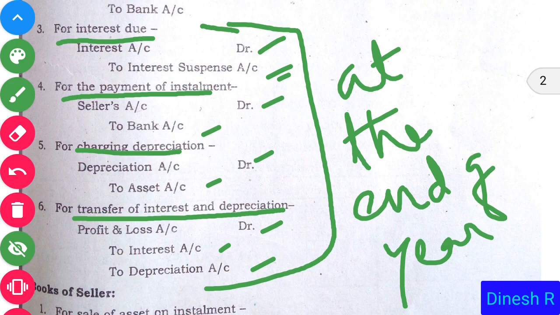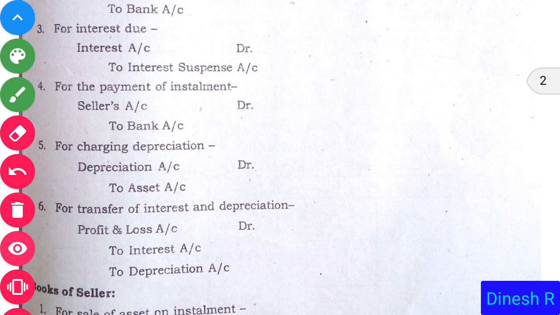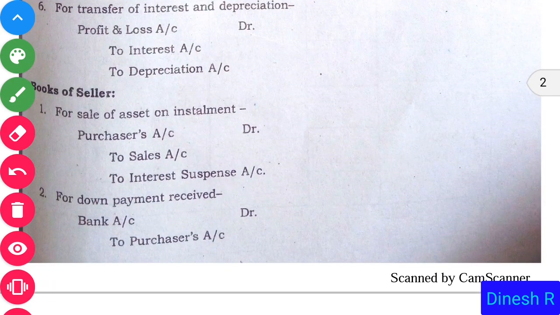The first 2 journal entries will come at the beginning of the year. The next 4 journal entries will come at the end of the year. So that's very important. Write it down in your notes. Let's come to the journal entries in the books of seller. So look at the points in the books of seller. We have to see now the books of seller.